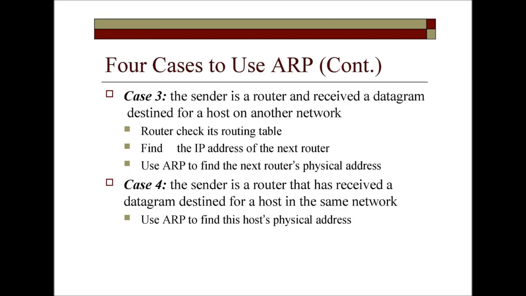Case 3. The sender is a router and has received a datagram destined for a host on another network. The router checks its routing table, finds the IP address of the next router, and uses ARP to find the next router's physical address. So in case 3, the sender is a router that has received a packet destined for a host on any other network.